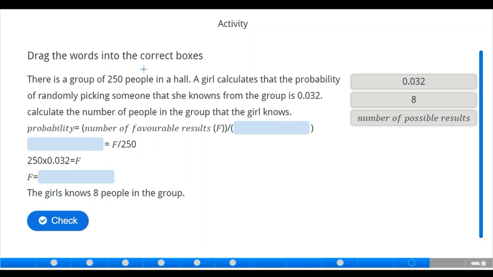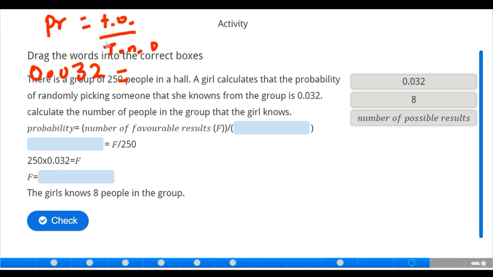When you are calculating probability, probability gives the number of favorable outcomes, let's just denote it, over the total number of outcomes. So from here, we already have the probability of the person that she knows to be what?